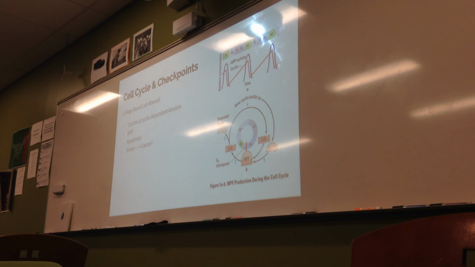In the cell cycle, we have G1, S, and G2, and there's checkpoints that lead us into each of these cycles. So again, we have cyclin and cyclin-dependent kinases. We have the MPF, which is our mitosis promoting factor. Our apoptosis is our programmed cell death. And remember, errors in each of those checkpoints can lead to cancer.